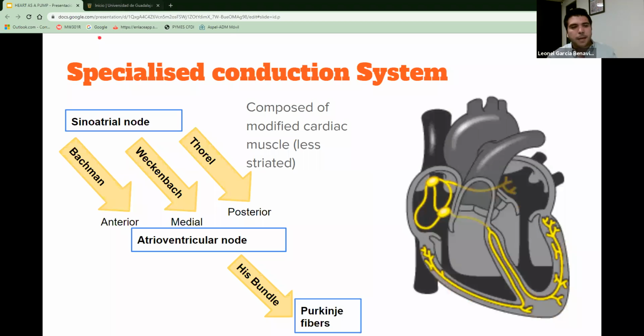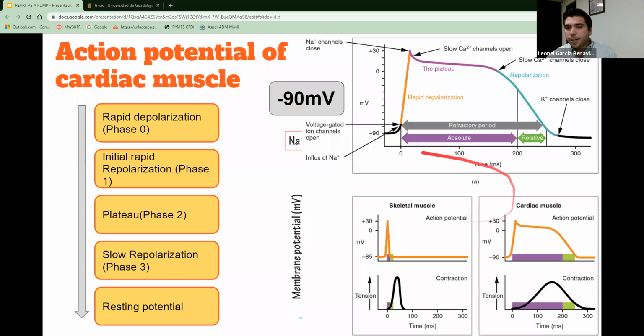We already reviewed it a bit, but let's check it again. This right here goes for all the cells except the specialized conduction fibers. They act differently. They have a rhythmicity, okay, that we're going to review in a while. But just remember, this goes to all of these cells of the atriums and the ventricles, but it doesn't apply to the specialized conduction system.